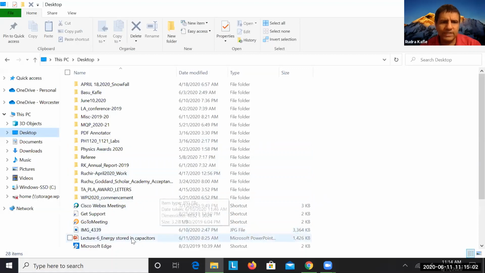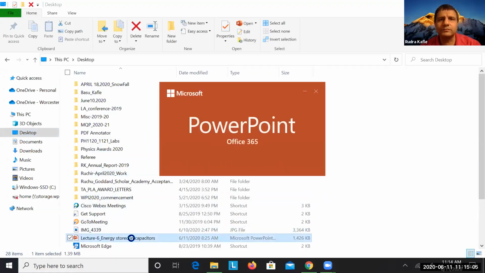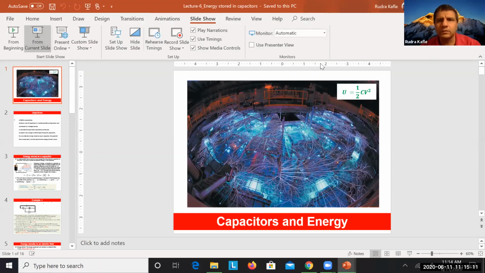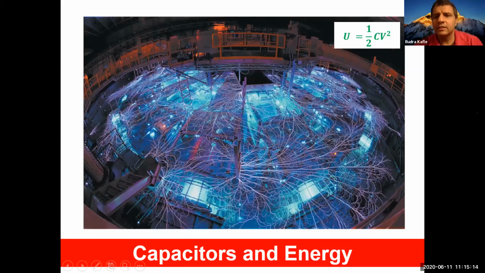Okay. So that is energy stored in the capacitor. Here you will see a picture, a very interesting picture. This is what is called the Z machine. You can Google that. This was an experiment done by Sandia National Lab in Albuquerque, New Mexico. It shows the discharging of capacitors. You can also watch YouTube videos on the Z machine. It is a very, very interesting experiment.